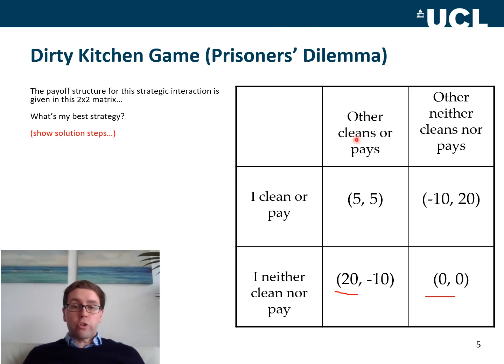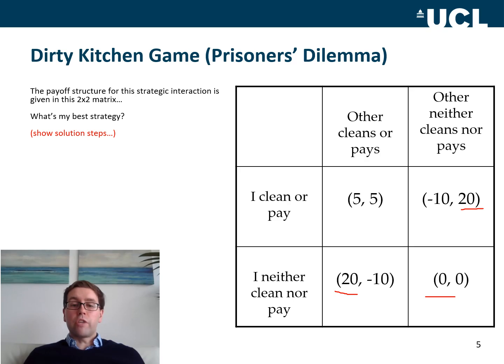What about your choices? So you do the same. This is a matrix game and you're a strategic player as well. So what if you take my choice as a given? So if you think I'm going to clean, what's your best response? Well, you can clean and get 5, or you cannot clean and get 20. Obviously 20 is better than 5. So let's highlight that.